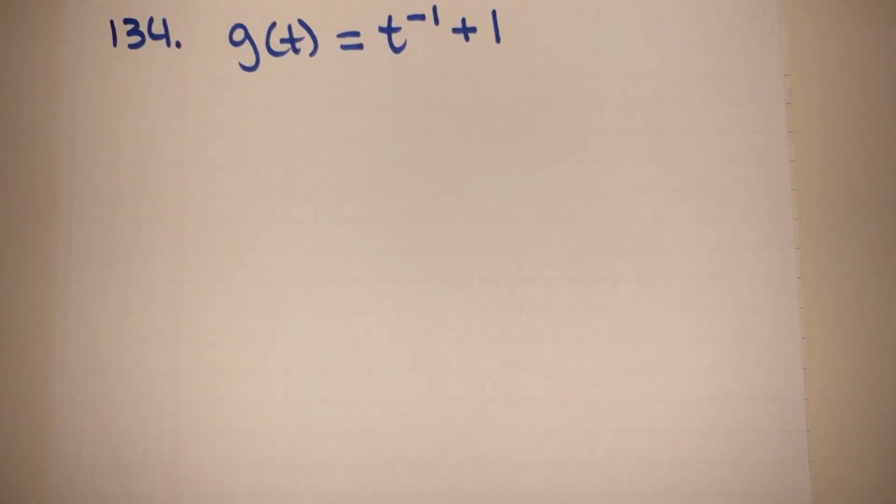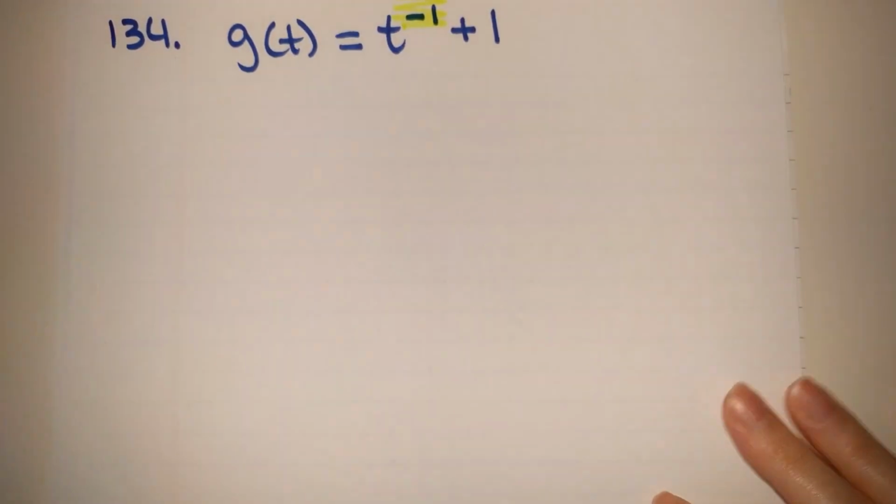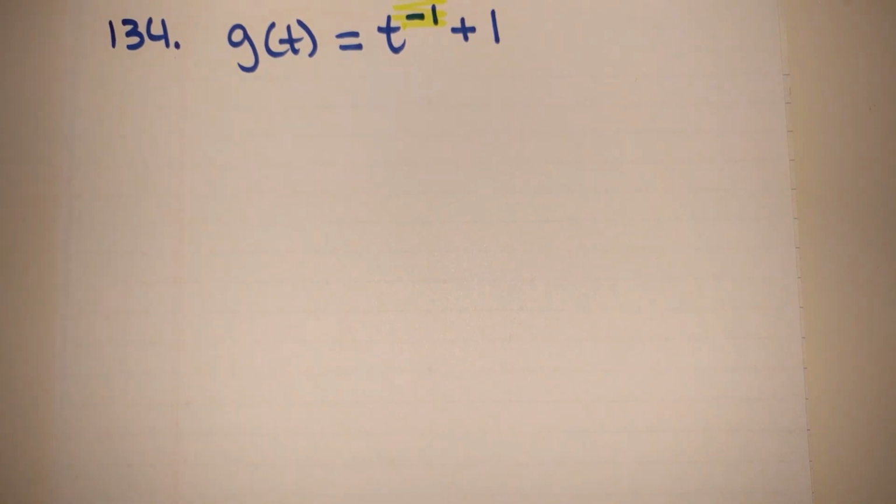So the first thing to notice about this particular function is that it is not a polynomial, and that is because of the fact that you have this negative exponent. So the negative exponent means it's not a polynomial, so it will not be continuous for all real numbers. Now, the key thing to remember about these negative exponents is we really don't know how to deal with them unless we get rid of them.